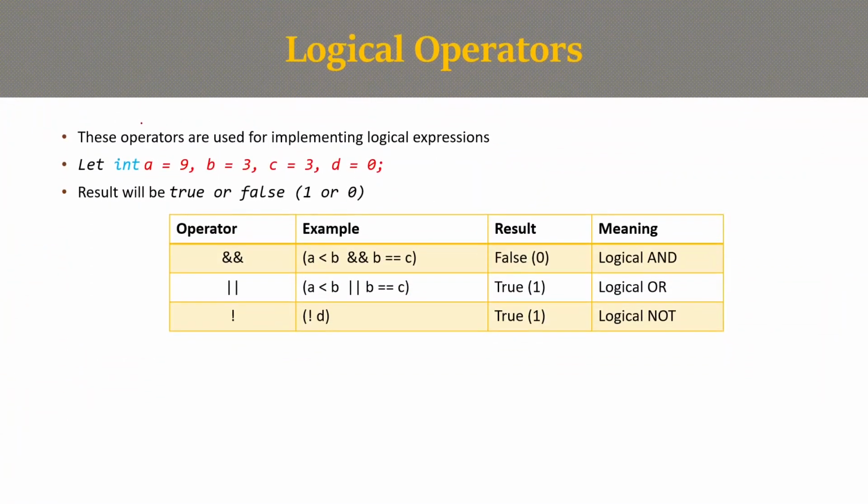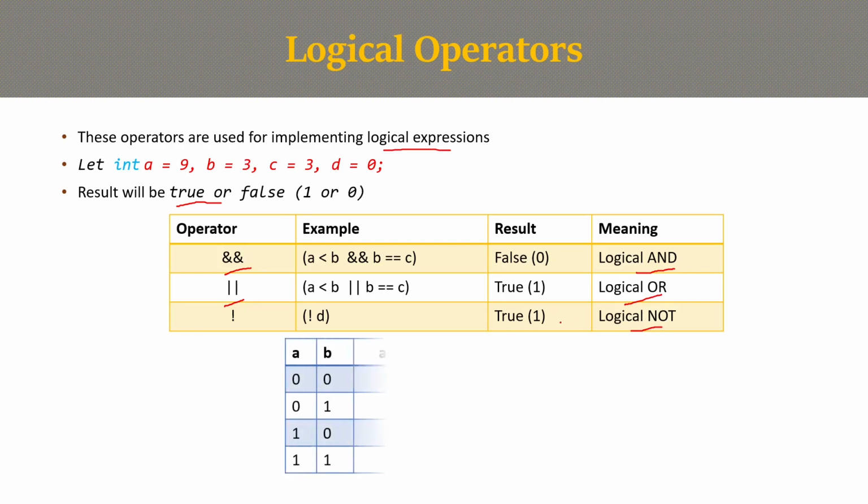So moving on to the logical operators. These operators are used for implementing logical expressions. The result from these logical operators will also be true or false. For the logical operators, we have this and symbol, which refers to the logical and. Then we have these two symbols, which refer to the logical or, and then we have the exclamation symbol, which refers to the logical not.